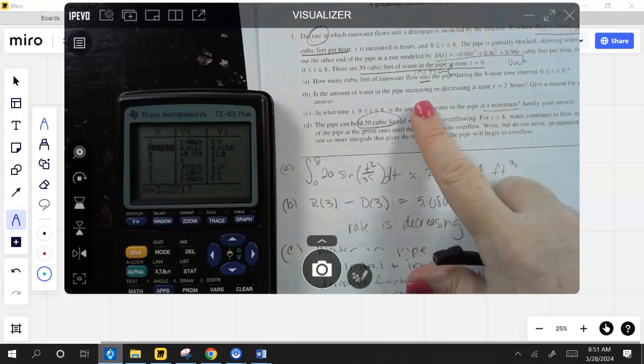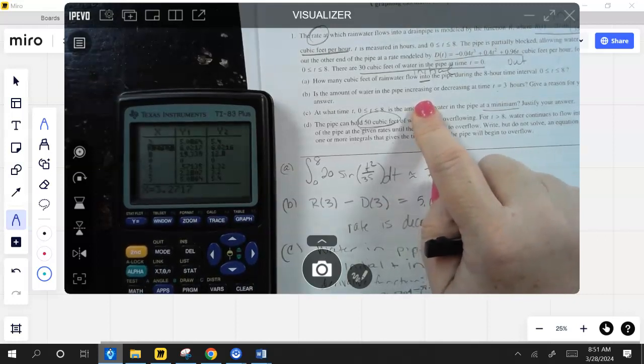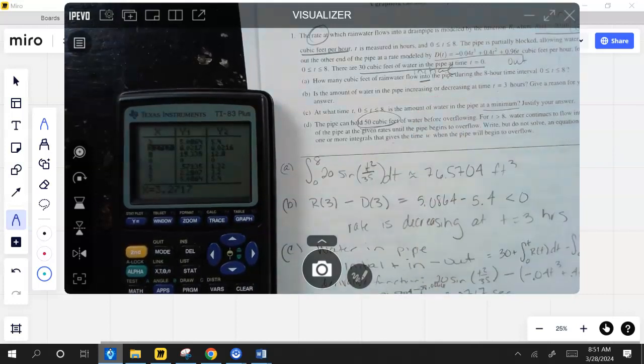Well, they said, okay, so you did the integral. I would say since they said the amount, did you remember to add in that initial amount of 30 when you did it? It really doesn't matter though, because if they both got the 30. So you did the integral and then, okay, and you said that.